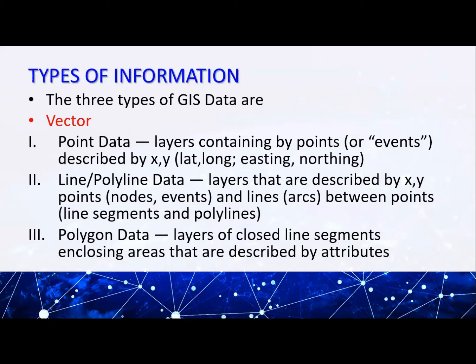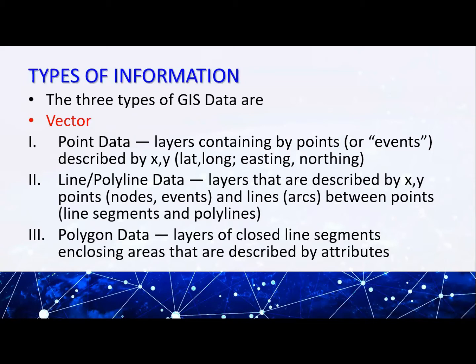So under lines, you have what we call polylines. For example, a road, that's an example of a line feature in GIS. Then we also have polygon data. So under polygon data, these are just like, you know, a polygon, the way you describe a polygon in itself.